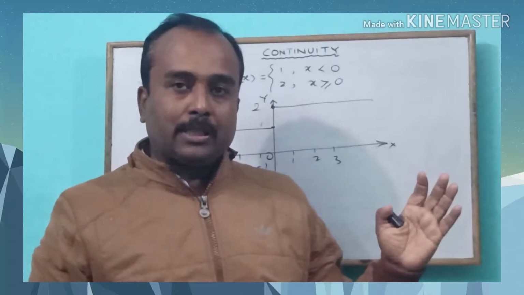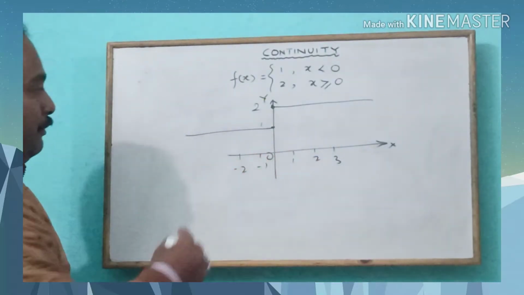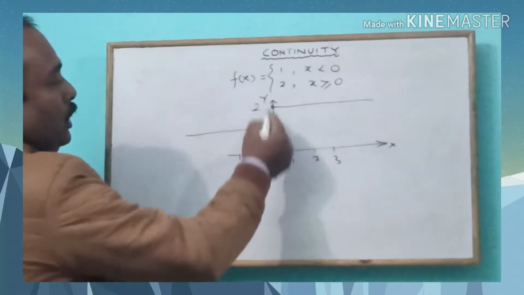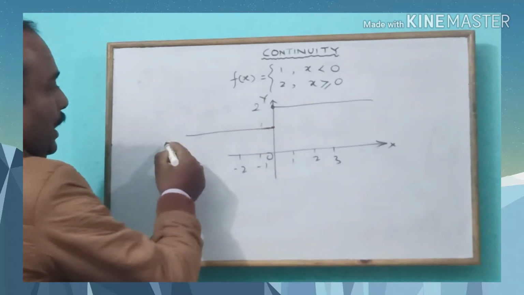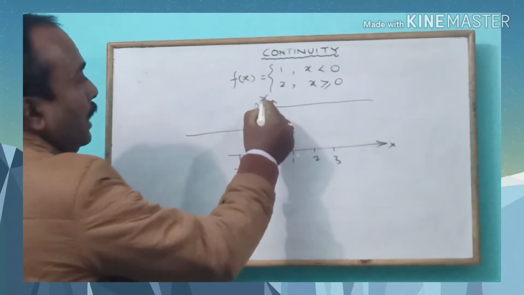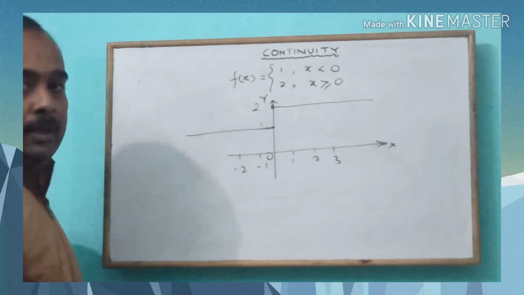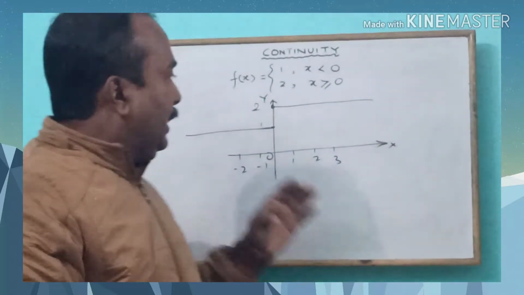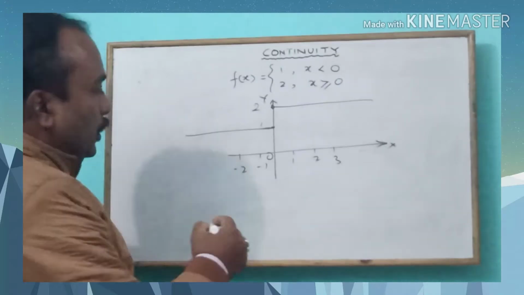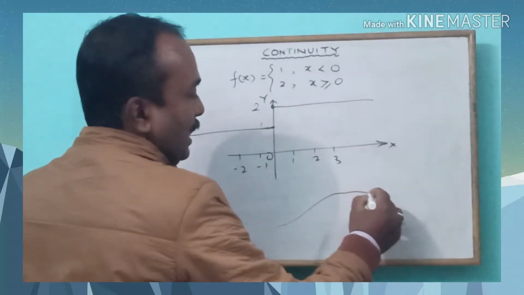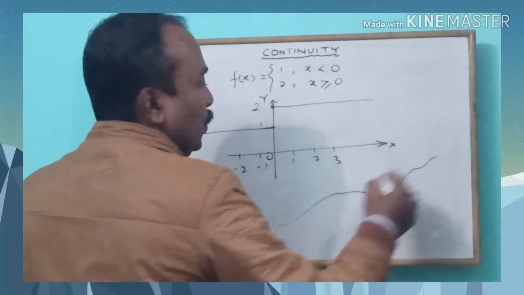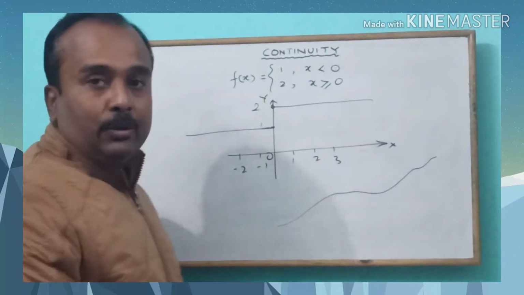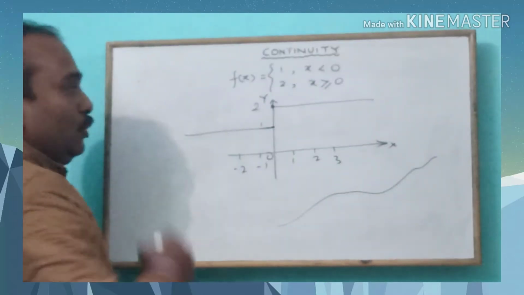So what we notice, when we have to draw the graph, could we draw the graph without lifting our pen? Once we had to draw this way, then we had to come back, lift our pen and we had to come this way. This is where the continuity concept is understood. Here the graph of the function is not continuous. Continuous means like this, I am not lifting the pen. The pen goes like this, the continuous graph I could draw. But here I have to lift.